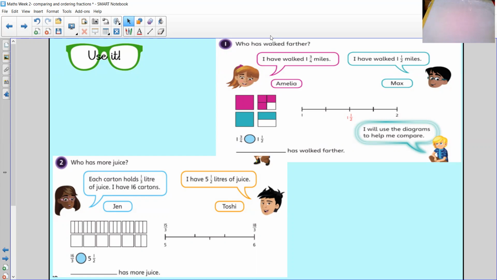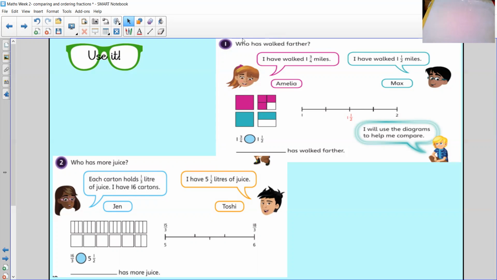So Jen and Toshi have given you the amounts that they've got. Toshi's got 5.5 litres, but Jen is giving you a bit of a brain teaser there. So she said that each carton holds 1/3 of a litre. She has 16 cartons. So you need to work out what she actually has, what Jen has, before you can make your comparisons. That's a bit of a 2-step problem there.